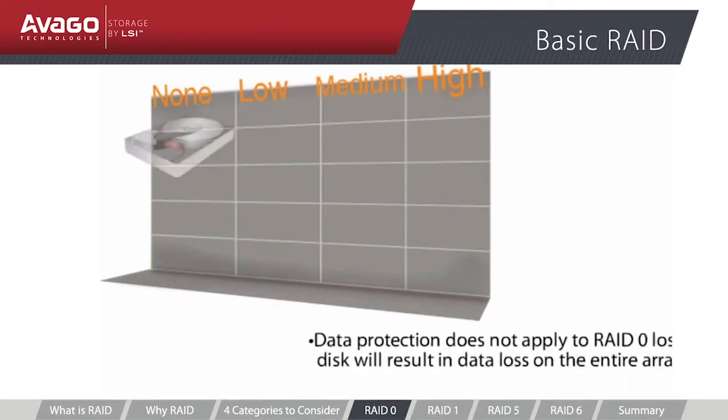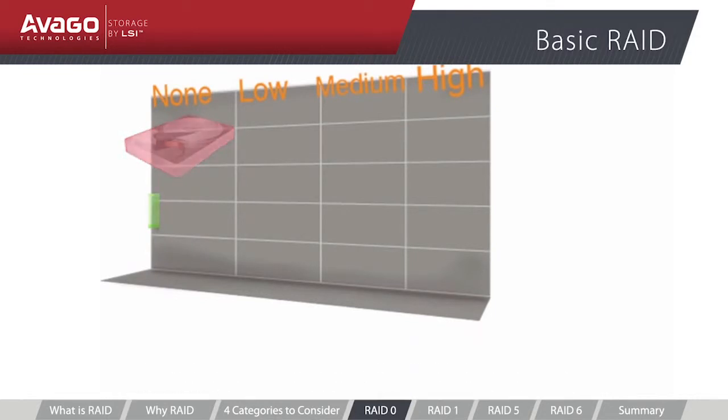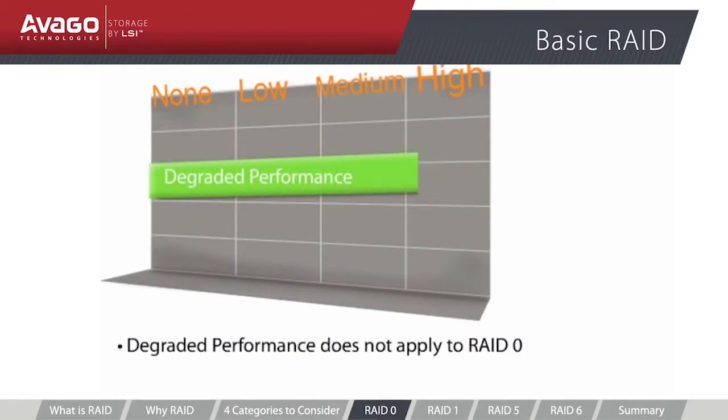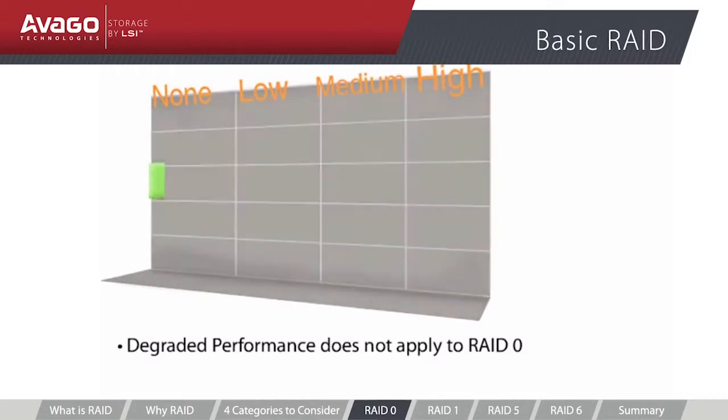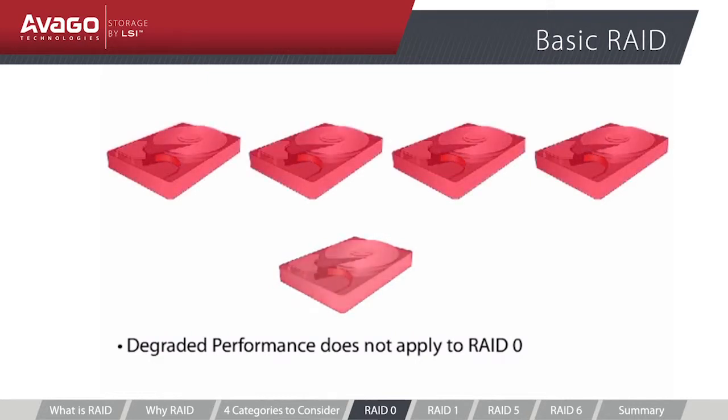Data protection does not apply in RAID 0 as there is no redundancy. Losing a single disk drive results in the loss of data on the entire RAID 0 array. If a drive fails, data has to be recovered from a backup source. Degraded performance does not apply with RAID 0. As an example, if 5 drives are configured in a RAID 0 array and any one drive fails, the entire RAID 0 volume will become unusable.